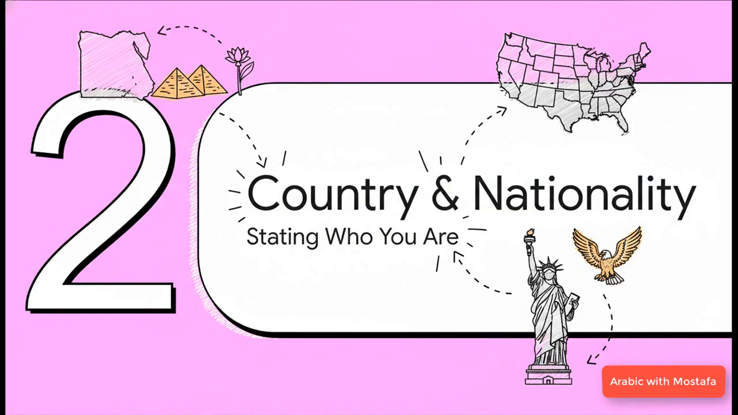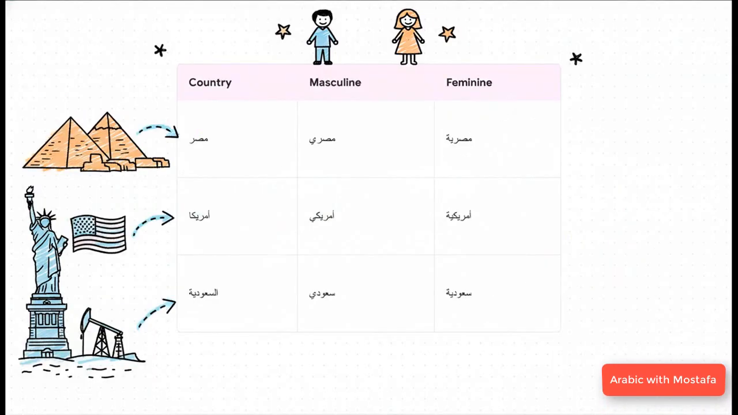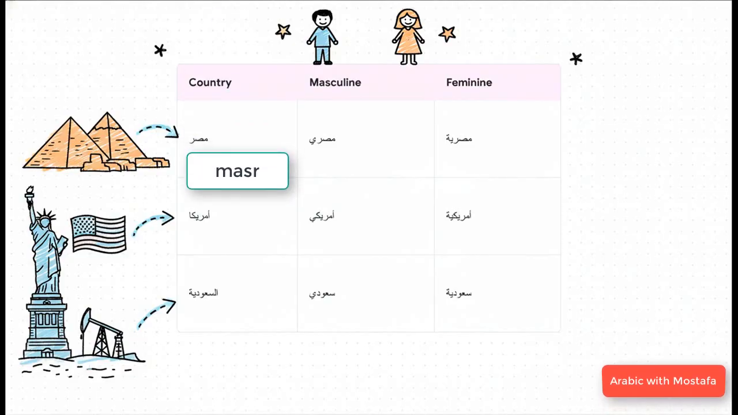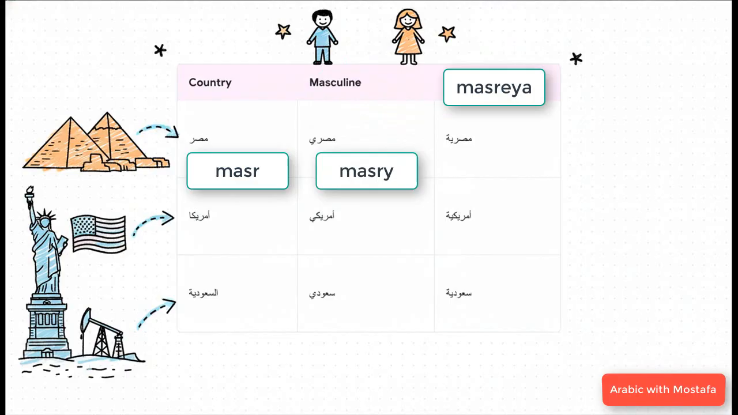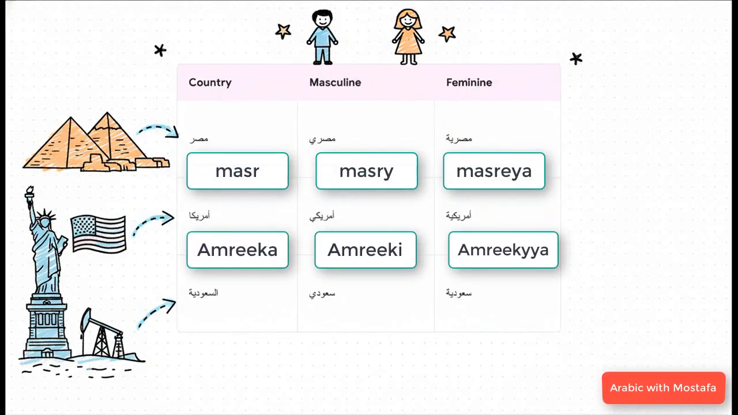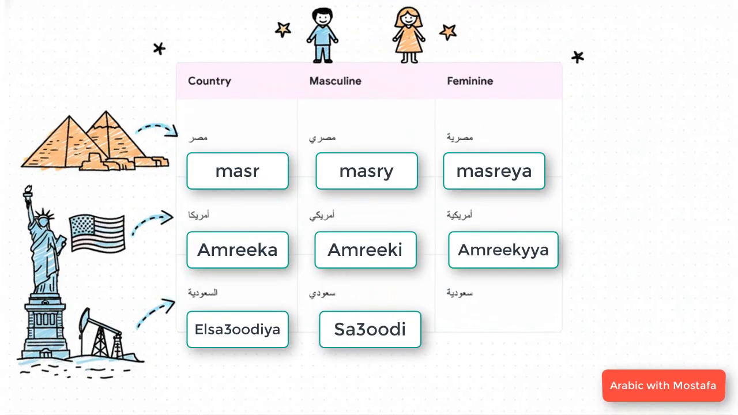Okay, so you've just told someone where you're from. What's the next logical step? Well, stating your actual nationality, like saying, I am Egyptian or I am American, this adds a really nice extra layer to the conversation. And you know what? The pattern here is pretty straightforward. You basically take the name of the country and just add a little ending depending on your gender. So if you're a man from Egypt or Masr, you are Masri. A woman is Masriya. Same thing for America, you'd be Ameriki or Amerikeya, and from Saudi Arabia, you'd become Saudi or Saudiya.